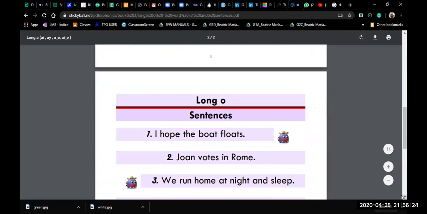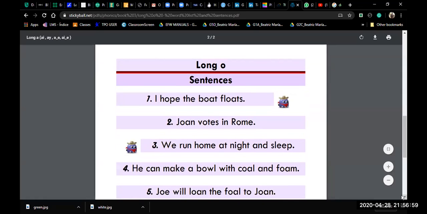The first one: I hope the boat floats. Now, not hop, because hop is when the bunnies jump. So the pronunciation is not hop, it's hope. There's hope. I hope the boat floats. Number two, Joan votes in Rome. Excellent.